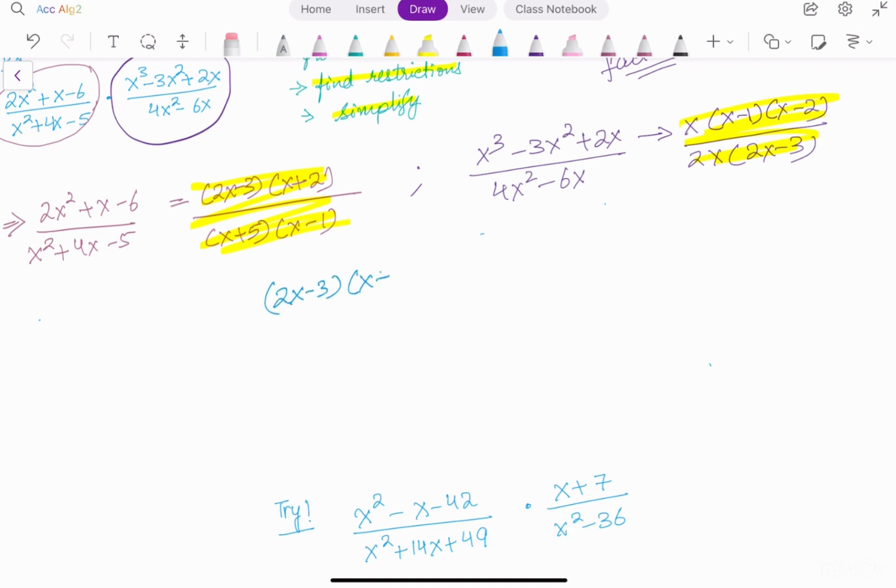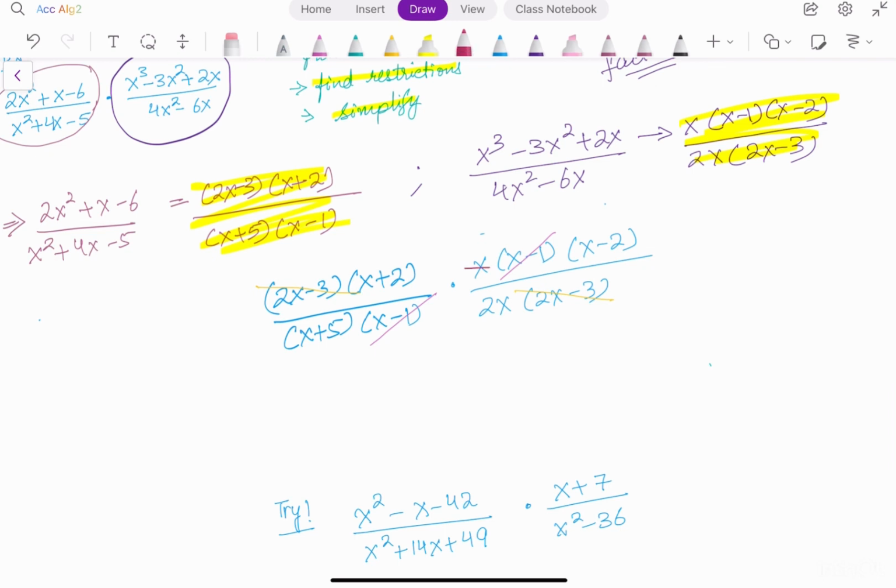2x minus 3 times x plus 2 over x plus 5 times x minus 1 times x minus 1, x minus 2 over 2x minus 3. Now from here I can cancel out a bunch of stuff, and cancelling out is fun. So 2x minus 3 cancelled out from numerator and denominator. Then we can cancel out x minus 1 from numerator and denominator. And then we can cancel out one more thing, that is x and x.